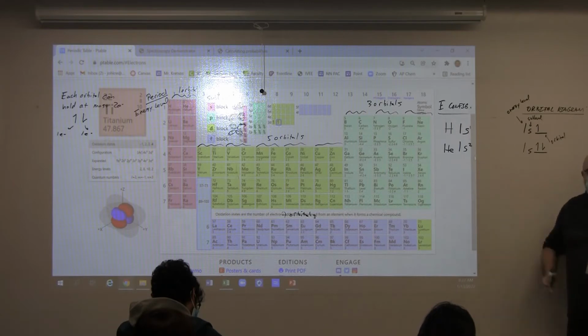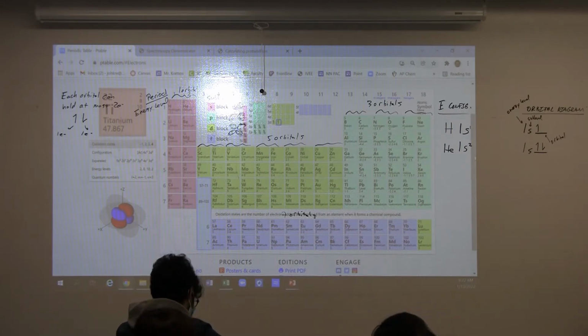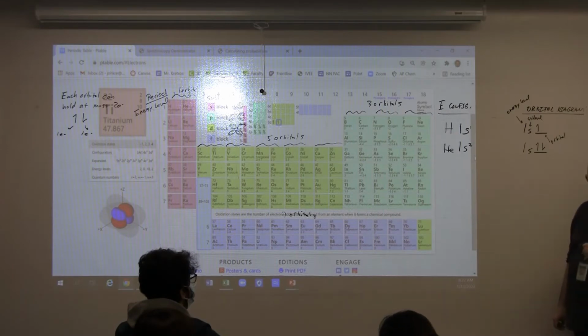So, questions so far? Can you see where I got what I got? And if you're not sure, you have to ask, because I'm just going to keep adding to this layer by layer. Yeah? Does up mean anything?